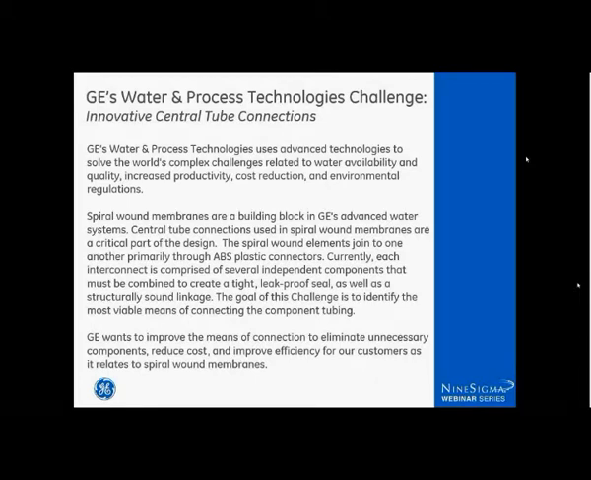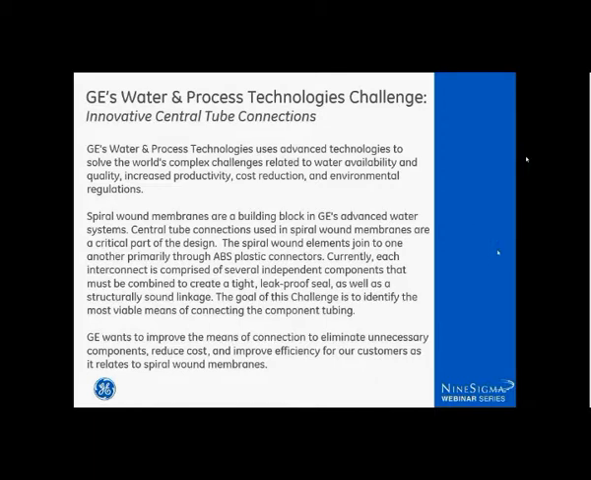And from there, these spiral wound membranes are a key building block of GE's advanced water systems. So what's interesting here is that, yes, it's this tiny component that ladders up into this giant overall system, but what's neat is these are so expansive and used across the globe, which means your solution, if it ends up being selected, could literally be used and implemented all over the world, which is very cool.